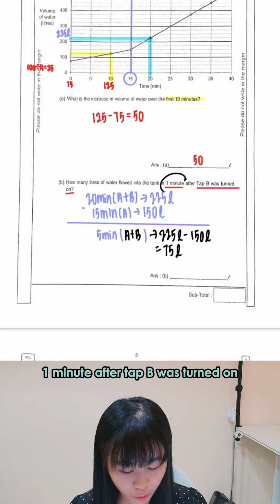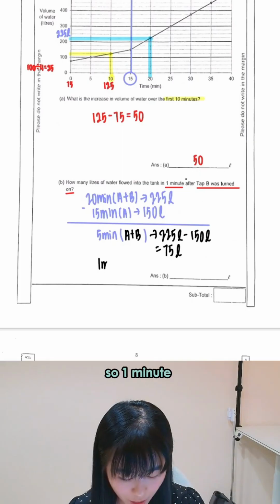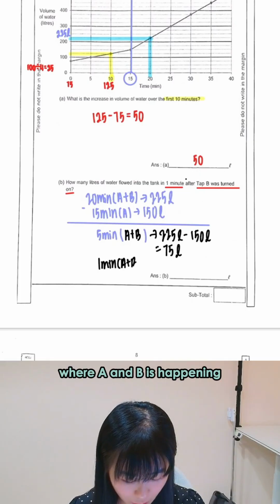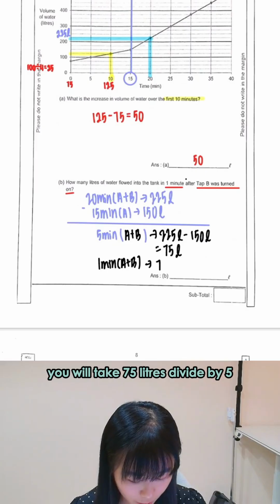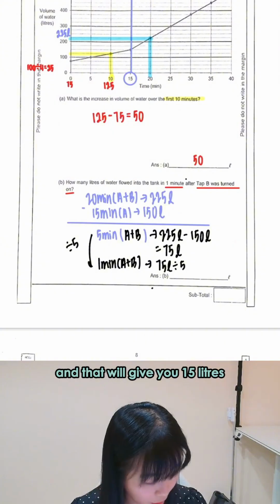Now, what is the rate? 1 minute after tap B was turned on. Means A and B together, right? So 1 minute where A and B is happening, you will take 75 liters divide by 5, because from here to here you divide by 5. And that will give you 15 liters.